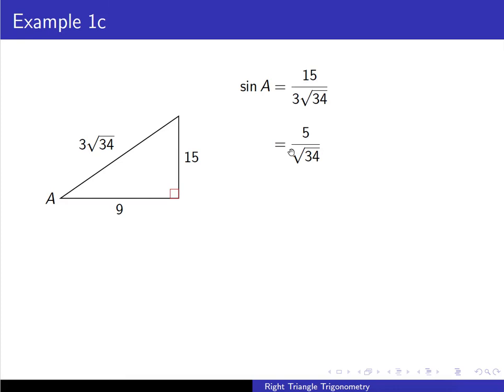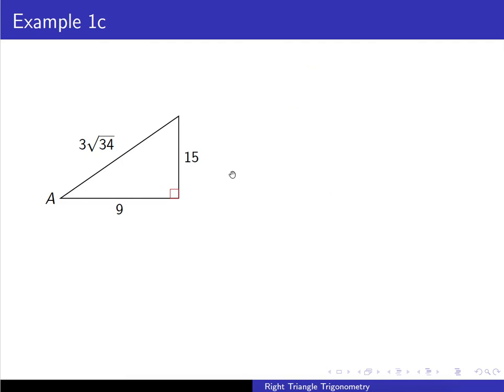And we're not allowed to have square roots or any radicals in denominators, so we need to rationalize our denominator. Going back to radical expressions, in order to do that, we multiply the numerator and denominator by the square root of 34, essentially whatever's in the denominator. So on top we have 5 times the square root of 34. We can't do anything with that. But on the bottom, the square root of 34 times the square root of 34 is just 34. So we have 5 times the square root of 34 over 34 for the sine of angle A.